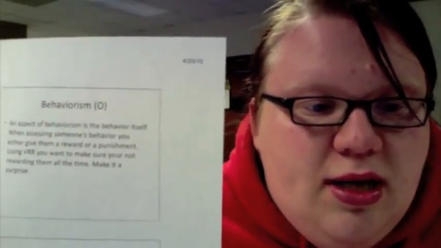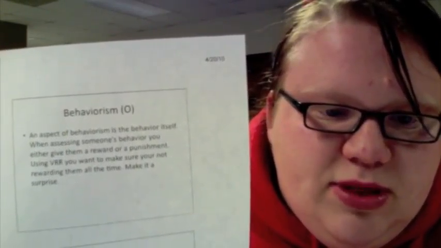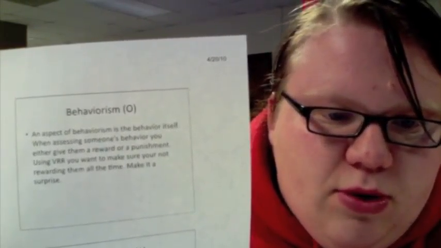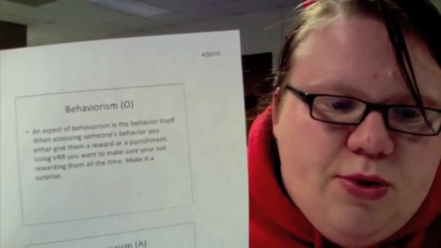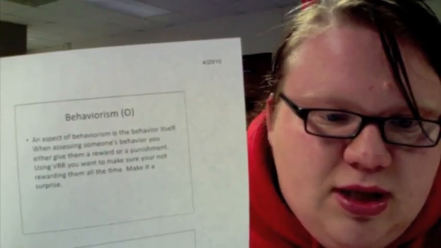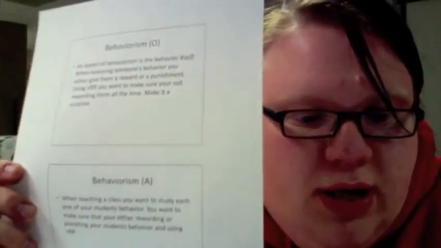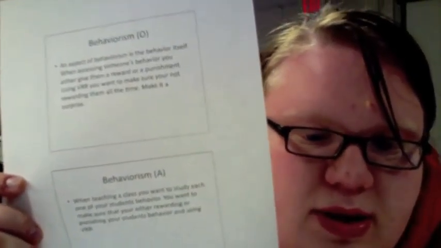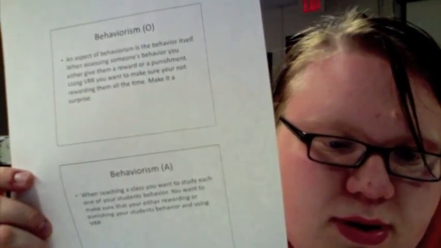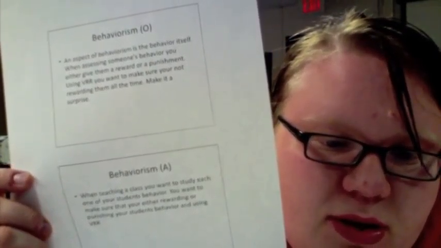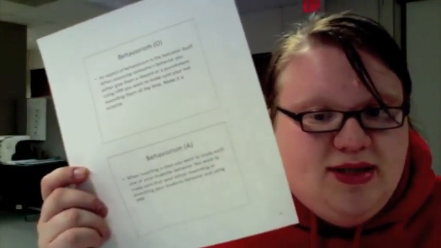Now, an aspect of behaviorism is the behavior itself. When assessing someone's behavior, you either give them a reward or a punishment. Using VRR, you want to make sure you're not rewarding them all the time. Make sure it's a surprise. Now, you can use this in teaching a class when you want to study each one of your students' behavior. You want to make sure that you're either rewarding or punishing their behavior and using VRR in the process.